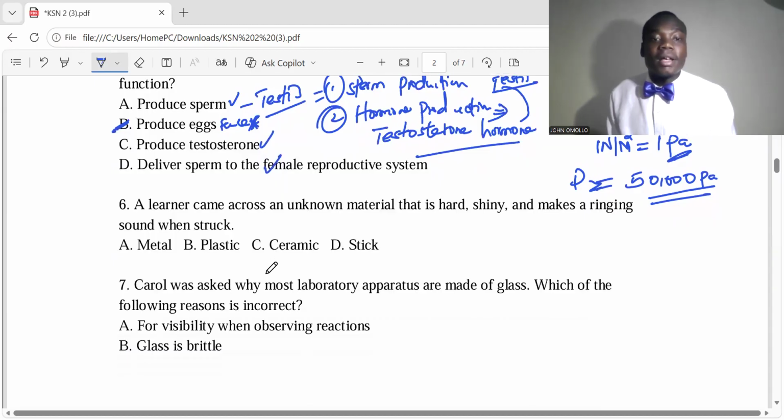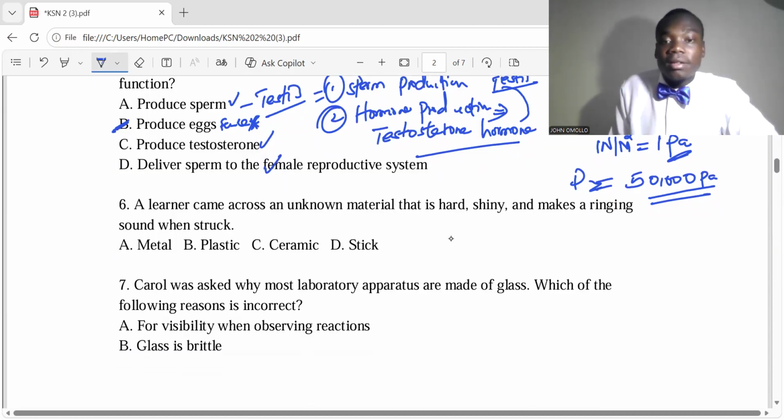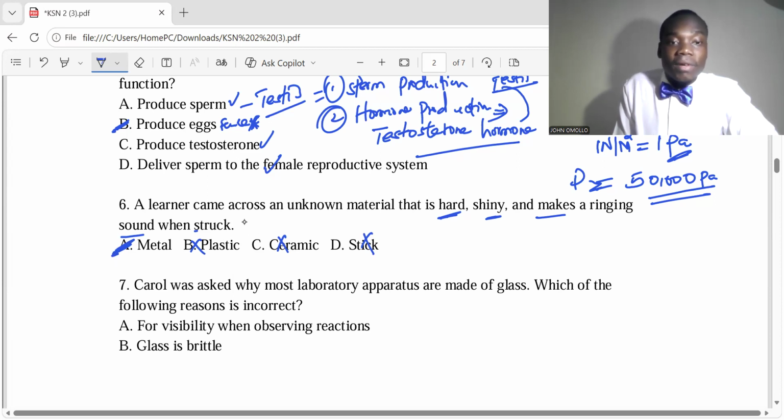Let's move to number 6. Alana came across an unknown material that is hard, shiny, and makes a ring sound when struck. So I think the question should be what the material could be. The material cannot be plastic, ceramic, or wood, but rather the material is metallic. So the question should have been, which material could this be?